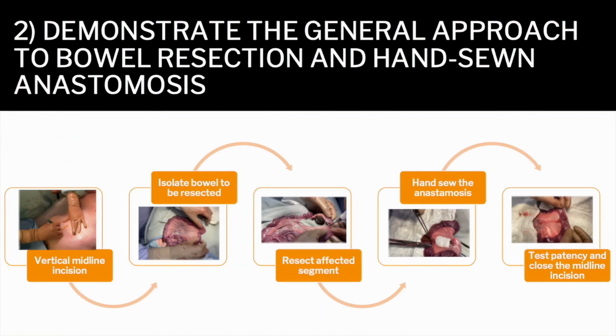The general outline to this approach includes: 1. Make a vertical midline incision, 2. Isolate the bowel to be resected, 3. Resect the affected segment with its mesentery, 4. Hand sew the anastomosis and close the mesentery, and 5. Ensure hemostasis of tissues as well as patency and integrity of the anastomosis. Close the incision and follow up with post-operative care.